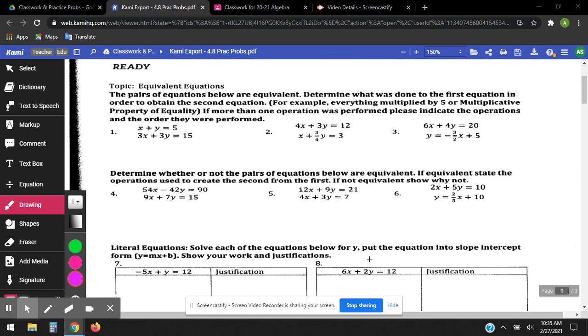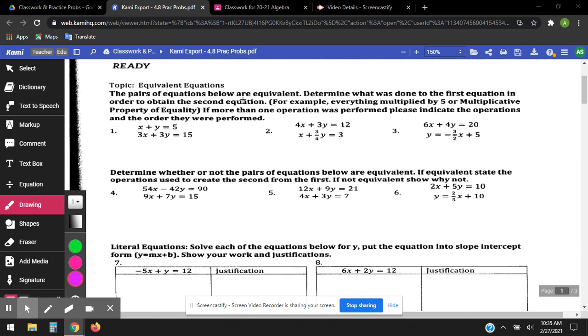The pairs of equations below are equivalent, so they're saying they are equivalent. Determine what was done to the first equation in order to obtain the second equation. So for example, everything is multiplied by 5, or a multiplicative property of equality. More than one operation was performed. Please indicate the operations and the order they were performed.